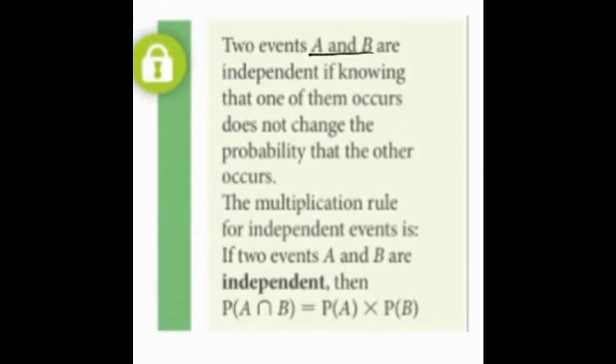Two events, A and B, are independent if knowing that one of them occurs does not change the probability that the other occurs. The multiplication rule for independent events is if two events, A and B, are independent, then the probability of A and B, or the intersection of A and B, is probability of A times probability of B. Now here it is very important to note that we must not confuse independent with mutually exclusive. Mutually exclusive means that if one of the events occurs, then the other one does not occur. While independent means that knowing one of the events occurs does not influence whether the other one occurs.